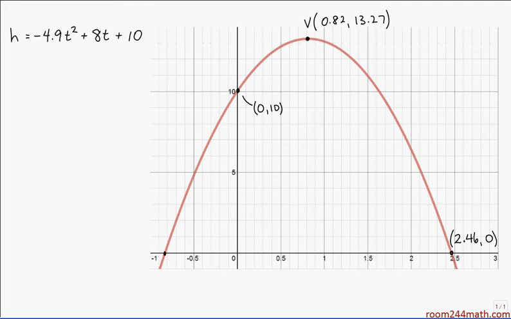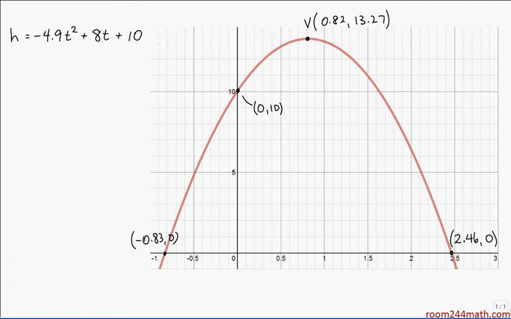Now, there's another 0 over here, which is negative 0.83. This 0, for our purposes, is meaningless. Really, everything to the left of the y-axis doesn't have any meaning because it doesn't make any sense in our experiment to have negative time.